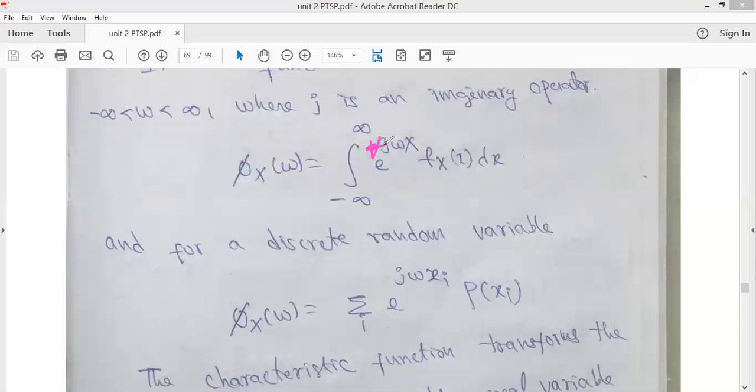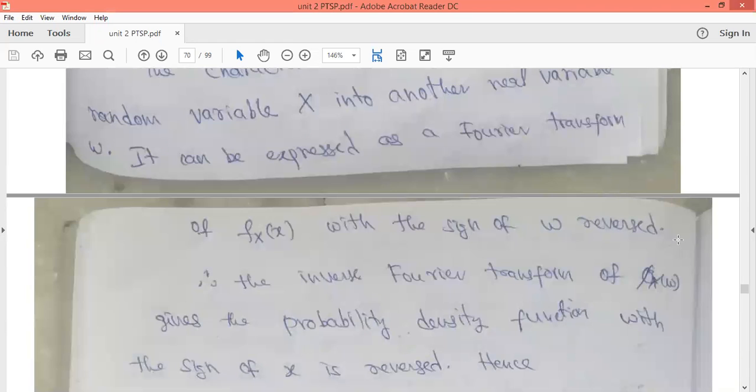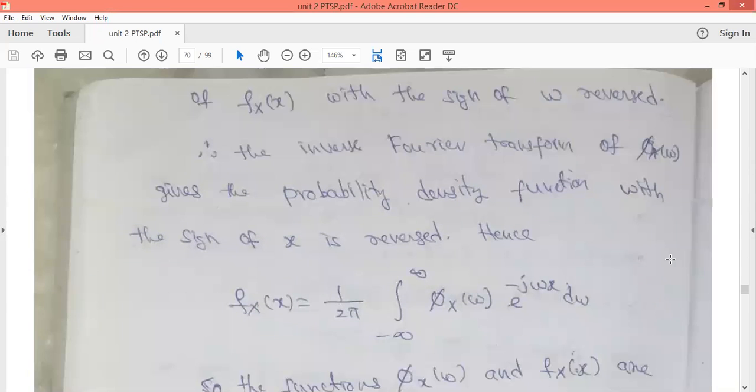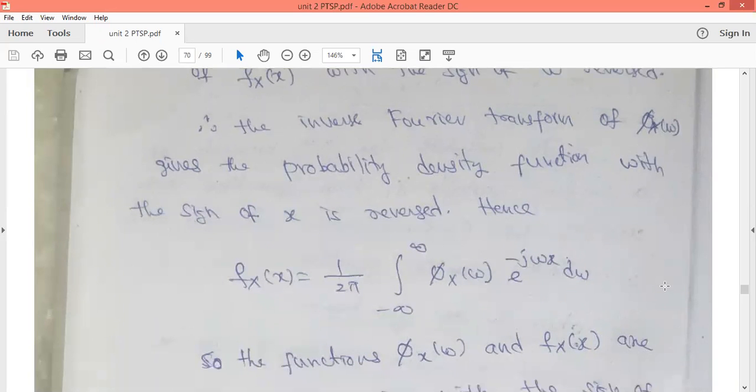That is the difference. So it gives us the Fourier transform of f x of x such that the sign of omega is reversed. For the Fourier transform we have a minus sign, whereas for the characteristic equation we have the plus sign. Similarly, the inverse Fourier transform of phi x of omega gives the probability density function with the sign of x reversed.